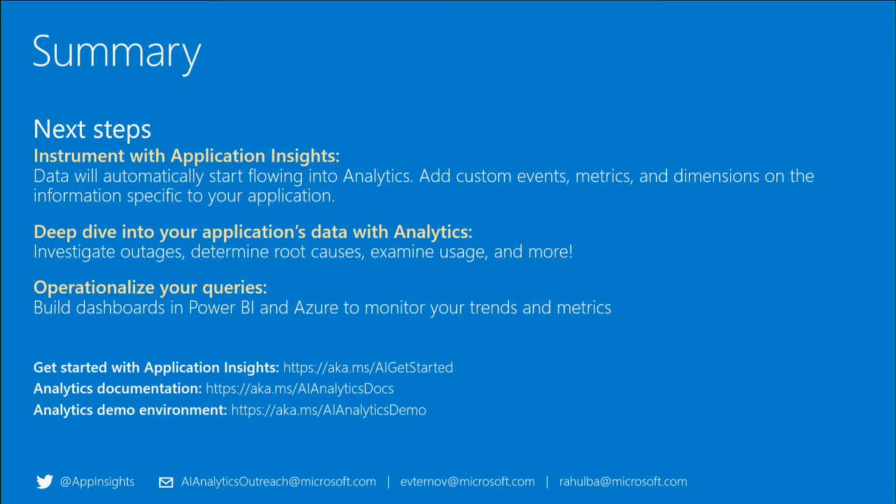Okay, that's really our talk. I want to give you some next steps. Instrument with Application Insights. By default, just by doing that, right-clicking and adding Application Insights in Visual Studio, you get a lot of this telemetry for free. Start using analytics. Deep dive into your application's data. Start exploring. Do everything that we showed you. And operationalize your queries. Once you've built up a good set of queries, pin them to Power BI, pin them to Azure Dashboard, export them, share them.